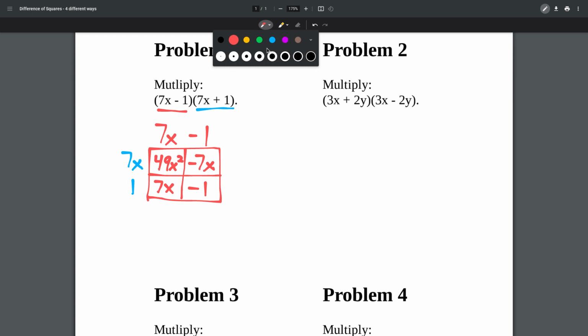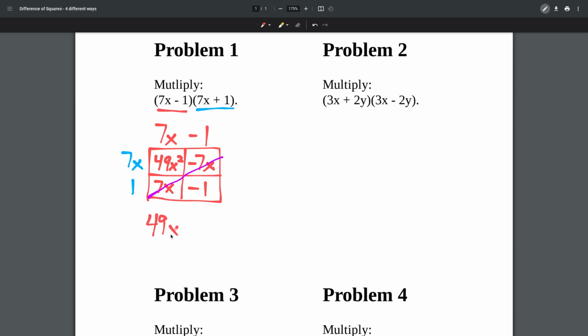Now you'll notice here, and this will happen in the difference of square problems as we go through, is when I add 7x and negative 7x, those will add to 0, so they cancel each other out. So we can just cross these out. And our solution to this one becomes 49x squared minus 1.